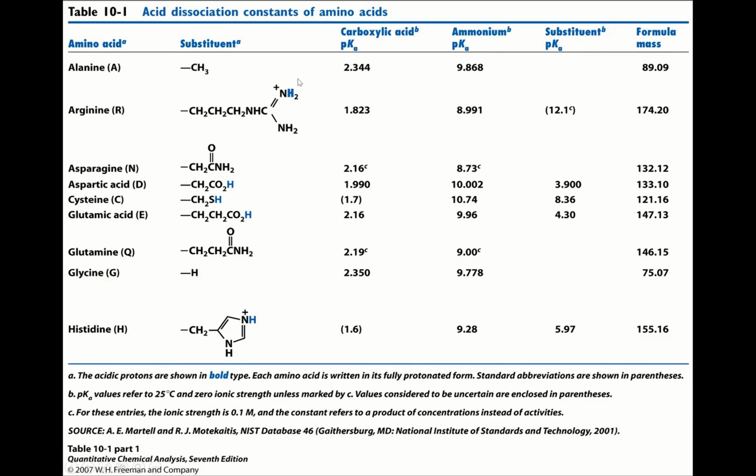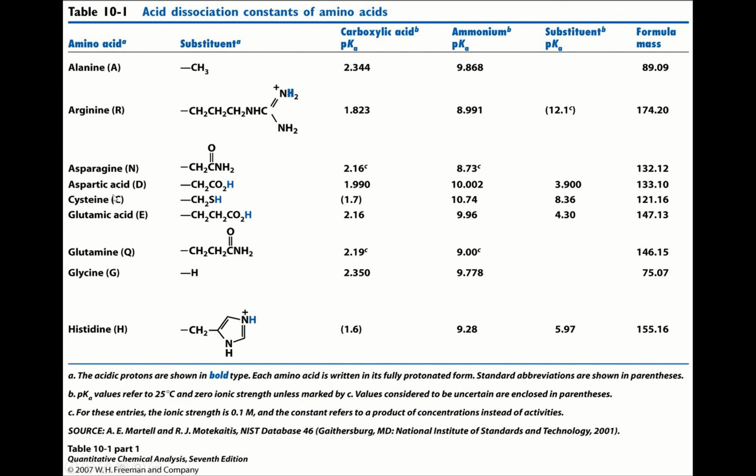Table 1 gives the dissociation constants of the 20 amino acids. For example, for alanine, the substituent group is a methyl group. The carboxylic acid proton is all the time more acidic than the ammonium proton, so the pKa for carboxylic acid is smaller than the pKa for ammonium. But sometimes amino acids are triprotic.